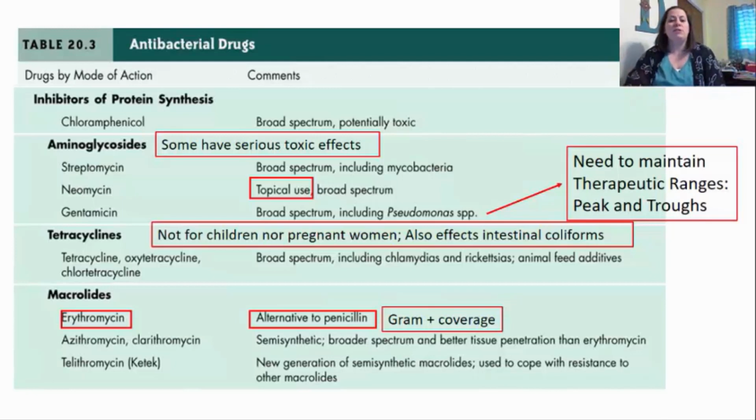The next one are the tetracyclines. The tetracyclines are not for children or pregnant women. They also affect the intestinal coliforms, so they're going to not only fight the potential infection agents or pathogens, they're also going to affect your normal flora in your intestinal tract. These are also broad spectrum. They can also treat chlamydias. They're found in animal feed additives. We also have the macrolides. This is like erythromycin. Erythromycin is important because it's an alternative to penicillin. If an individual is found to be allergic to penicillin, this is a good alternative, which has a good gram-positive coverage to it.